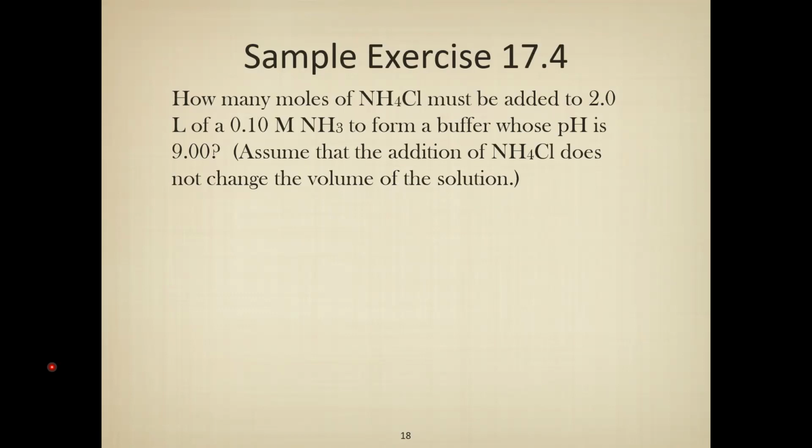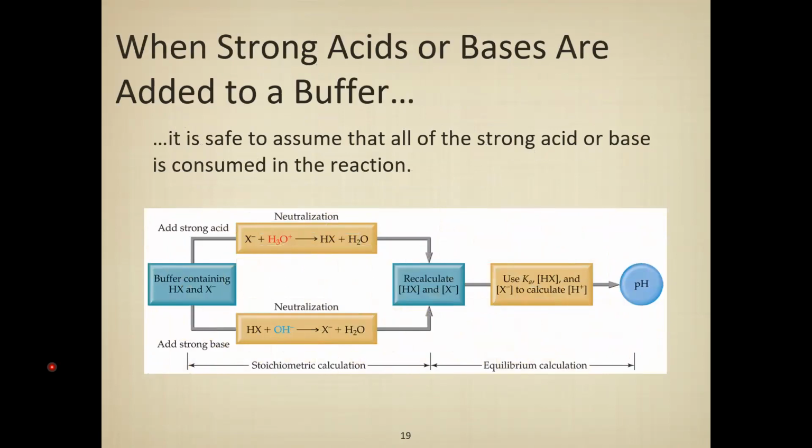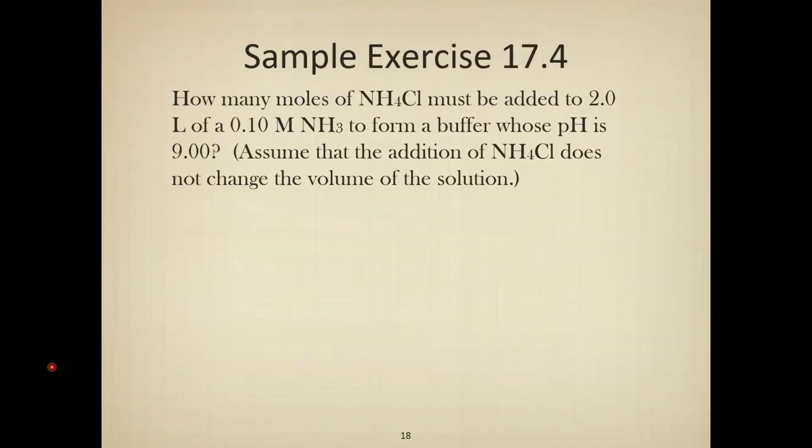All right, but looking at the one we have here, I think I have it. Yep. All right. So for this one, we want to figure out how much ammonium chloride we're going to need to add to 2 liters of a 0.1 molar ammonia solution in order to make a buffer that has a pH of 9. And we're going to assume that the ammonium chloride isn't going to affect the volume at all. So we're going to assume that the 2 liters just won't change with the addition of the ammonium chloride.